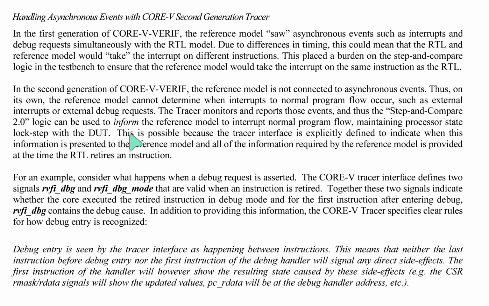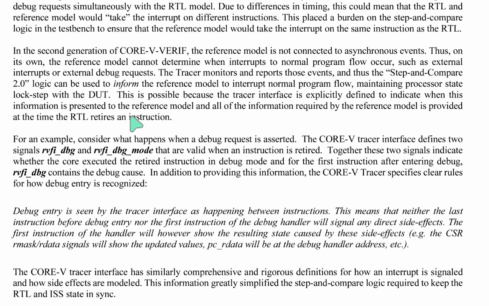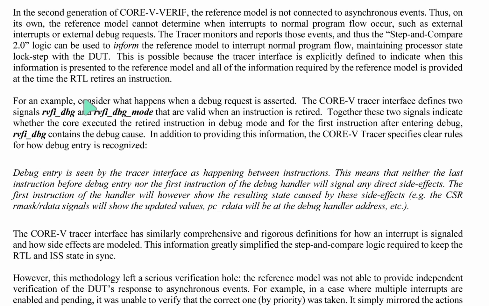This is possible because the tracer interface is explicitly defined to indicate when this information is presented to the reference model, and all of the information required by the reference model is provided at the time the RTL retires an instruction. For example, consider what happens when a debug request is asserted.